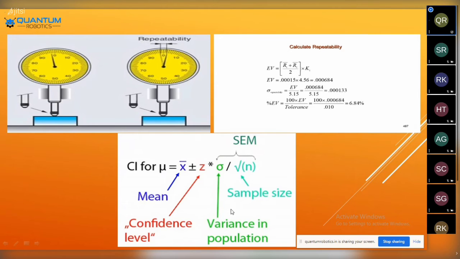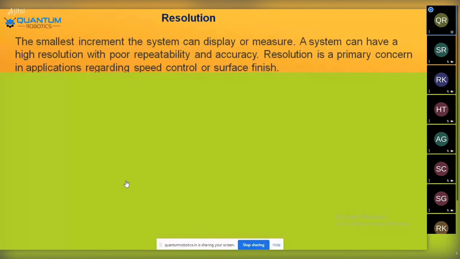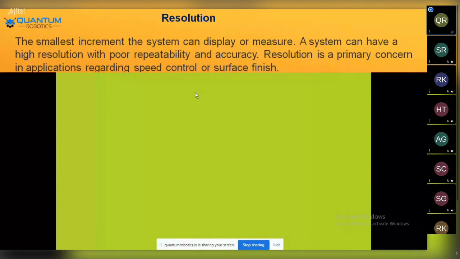And the execution points will be done like this. Here we can see the smallest increment, the system resolution, you will see here.